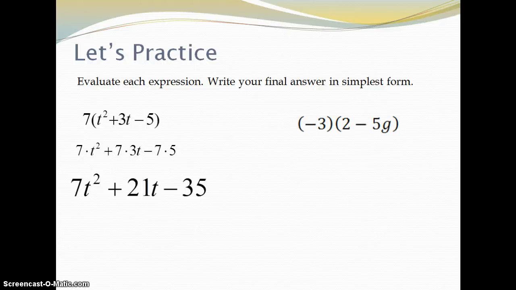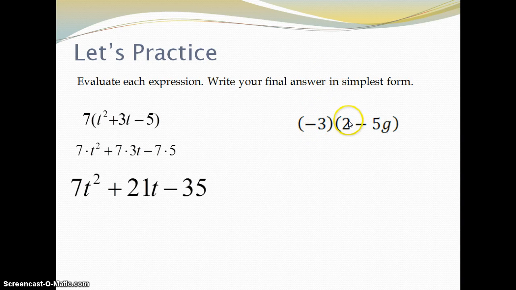Next one, negative 3 times 2 minus 5g. Now that negative 3 is wrapped in parentheses because we want to make sure you understand you're not just distributing the 3, you have to distribute the negative on that 3 as well. So make sure when you go to distribute, you have those negative rules in the back of your head. A negative times a negative is a positive. A negative times a positive is a negative. So keep that in mind.